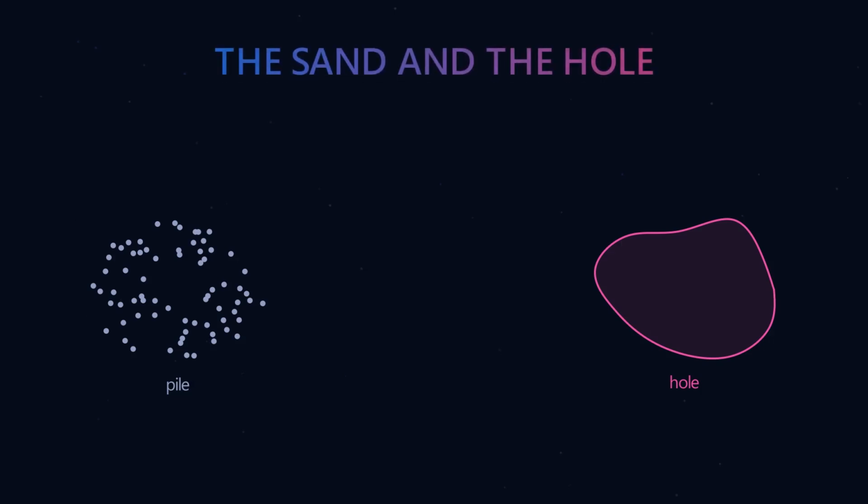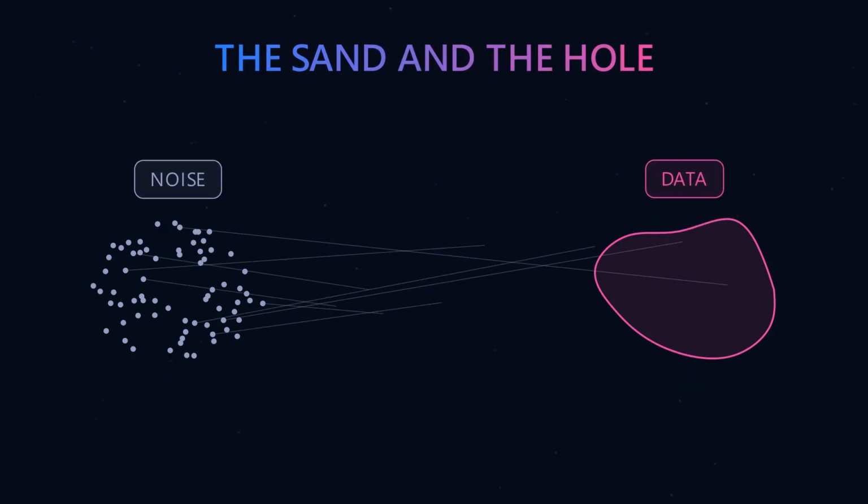Picture it visually. On the left, a chaotic mound of sand, that's your noise distribution, a shapeless cloud of random points. On the right, a hole shaped like something specific, a face, a cat, a landscape. That's your data distribution, the actual images you want to generate. Generating an image, in this framing, is nothing more than deciding how to move every single grain from the noisy pile into the shape of the hole. Every grain needs a path. The only question is which set of paths costs the least.